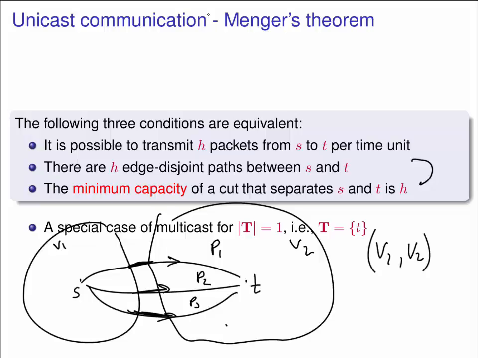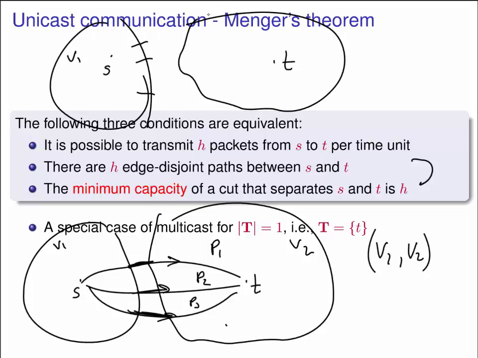It actually can be, in some cases, more than H, because a path can cross this cut multiple times, more than one time. So what Menger's theorem says is that it is also true in the other direction. If we have a certain graph with source S and destination T, and any cut that separates S and T has at least H edges, so it doesn't matter how we partition this network into two sets, and again S must belong to V1 and T must belong to V2, but if any such cut has at least H edges, then it's possible to find H disjoint paths between S and T.